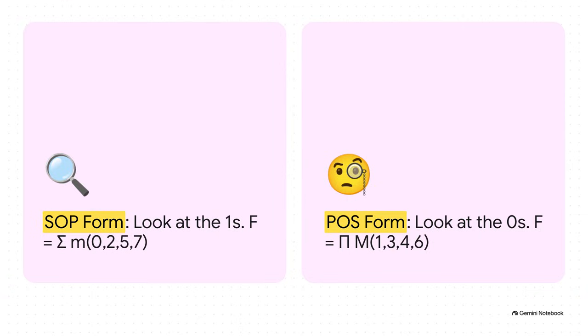And here's the magic. This single truth table instantly yields both canonical equations. Looking at the ones gives us our SOP form, the sum of minterms 0, 2, 5, and 7, which expands into that complex equation. Looking at the zeros gives us our POS form, the product of maxterms 1, 3, 4, and 6. They look vastly different when written out algebraically, but they describe the exact same reality. They are identical representations of this specific truth table.